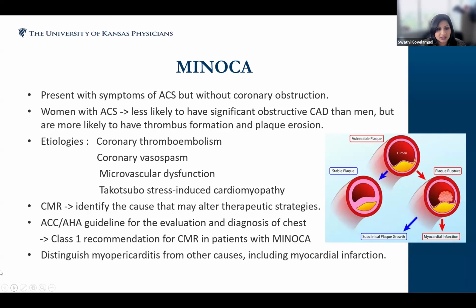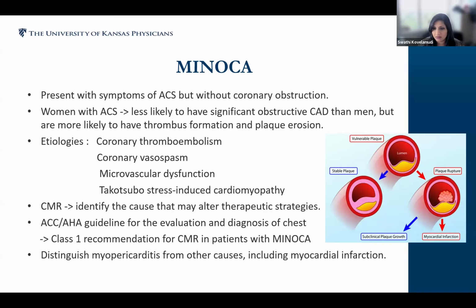Why does this happen? It can happen because they have embolism, it can happen because of vasospasm, or it can happen because of stress-induced cardiomyopathy. So what is coronary thromboembolism? It is the presence of a stable plaque. So they have 30, 40% stenosis, and the endothelium that is covering that plaque ruptures. And when you have plaque rupture, it is a nidus for clot formation.